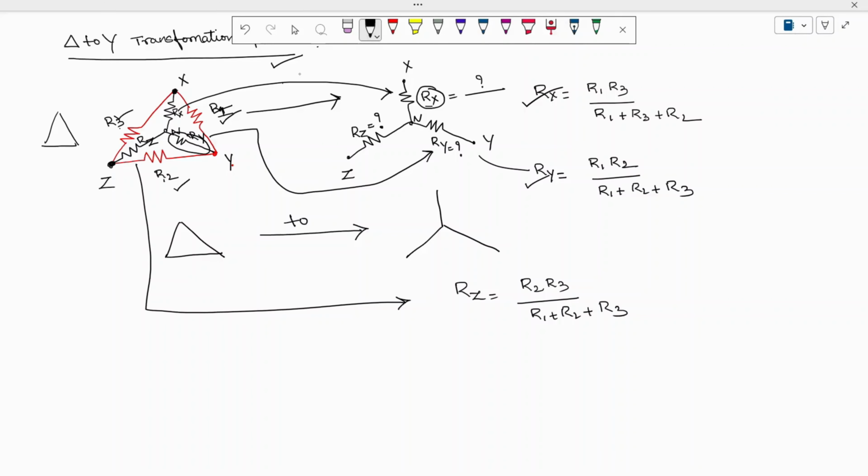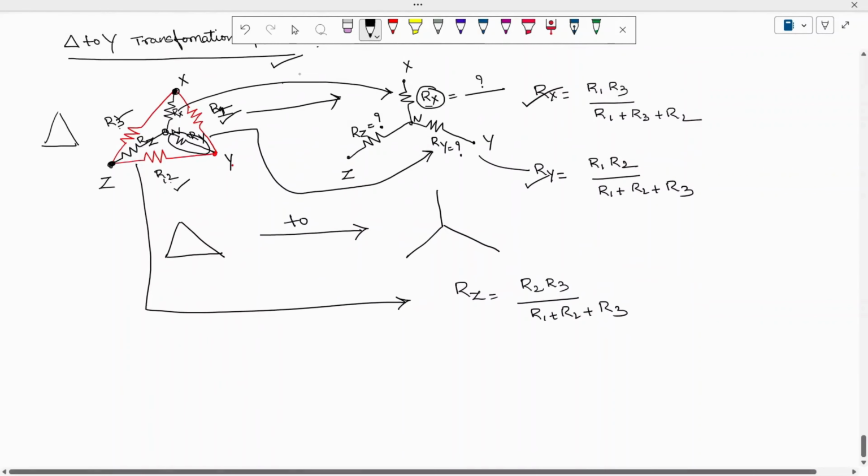Very simple. So red color values are there, and we need to find out the black color values. The black color resistor in the star network is the product of the two reds it is connected to, R1 R3, divided by R1 plus R2 plus R3. The center resistor is R1 into R2 divided by R1 plus R2 plus R3. This black color resistor is connected between R2, R3 divided by R1 plus R2 plus R3.